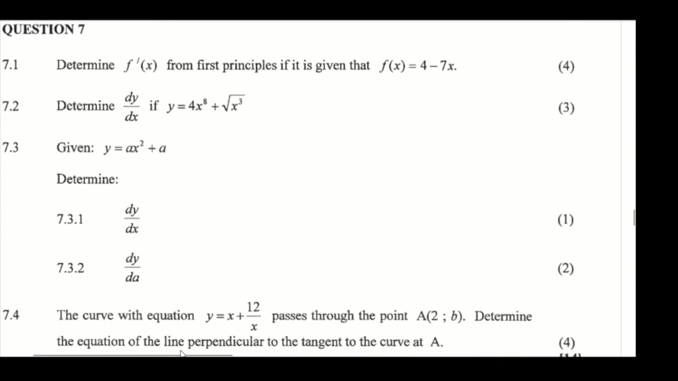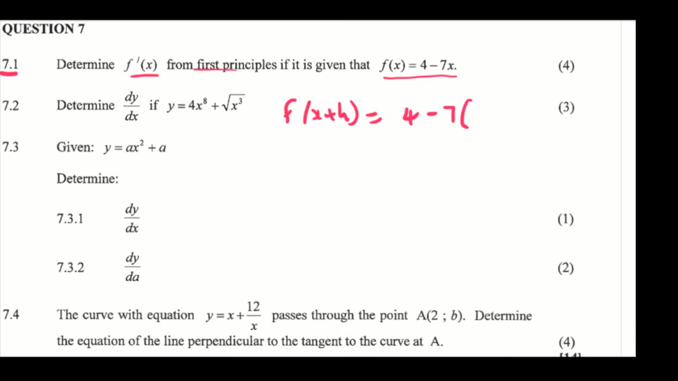So question 7. Question 7.1, we are asked to find the derivative of f of x using first principles, given that f of x is 4 minus 7x. To find f of x plus h, we substitute into 4 minus 7, where there's x we put x plus h. You can just leave it like this for now. We'll solve it later. Later is now.